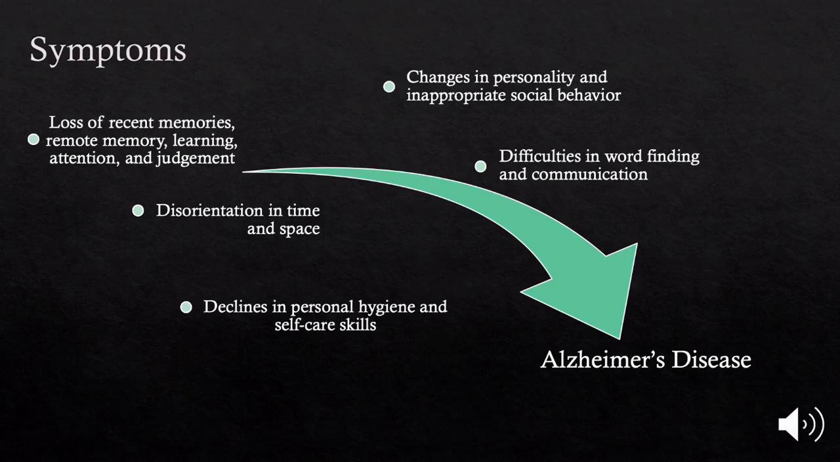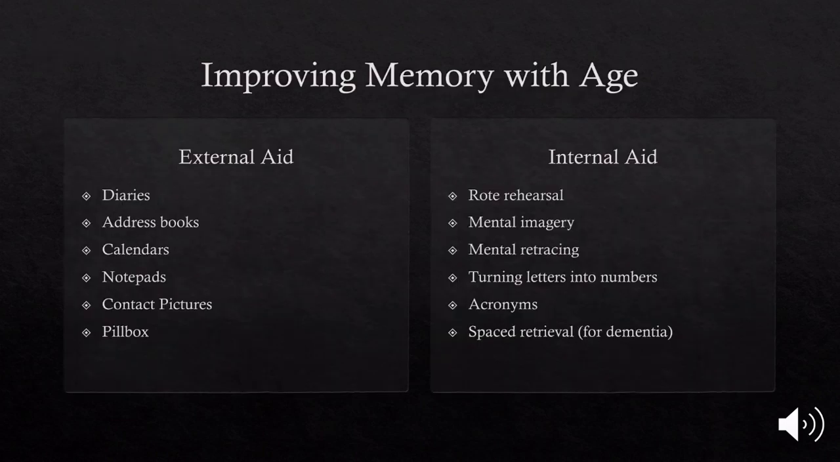There are loss of remote memories, loss of learning, loss of attention, loss of judgment. These people are super disoriented. They kind of forget where they are. They're very confused and dazed. You may see changes in their personality because of the differences in memory changes that they're going through. Also, inappropriate social behavior or inappropriate self-behavior is something you may see. They may forget their personal hygiene. They may forget their self-care and things of that nature.